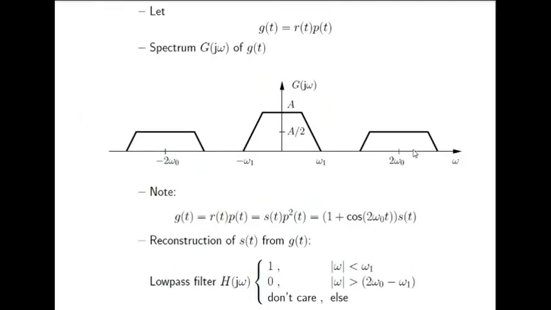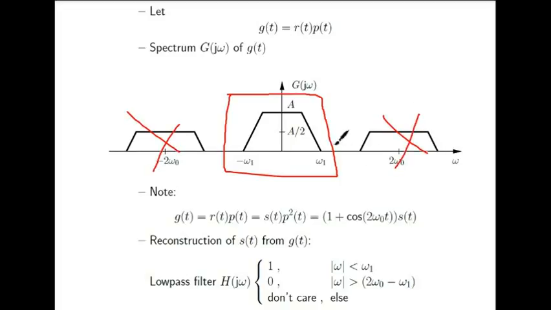We have 3 lobes here, and we need this part as the desired output because our original signal contained only this part, and it did not contain this part and this part. So I will pass it through a low pass filter with frequency range minus omega 1 to omega 1, as you can see here, which will remove these parts from the signal.